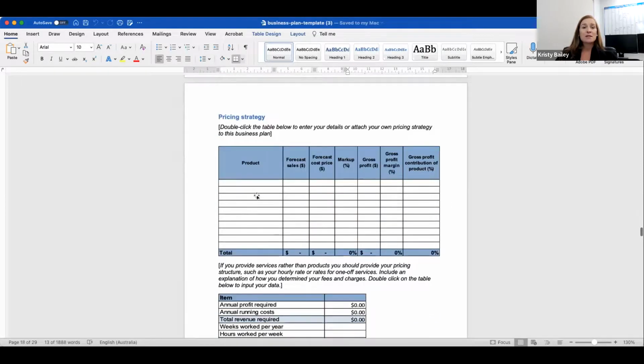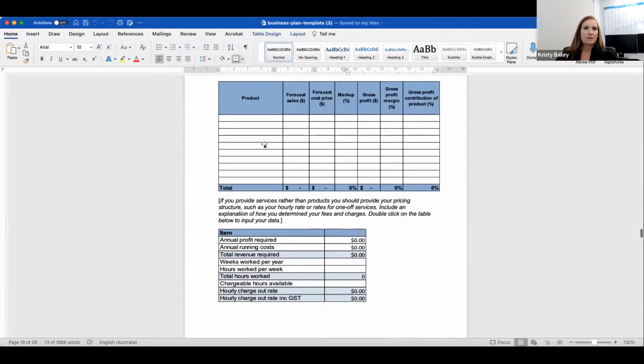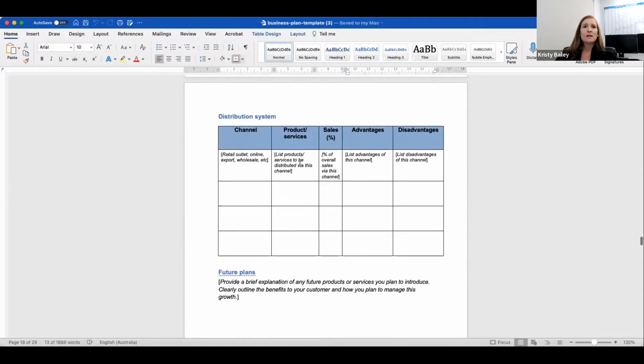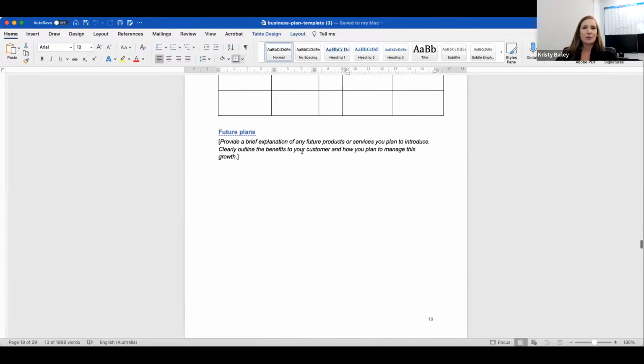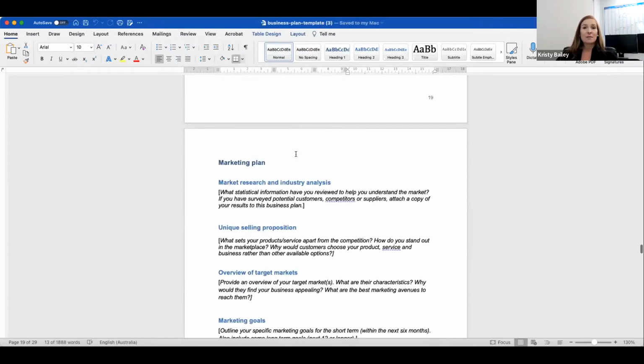Pricing strategy. With this particular one, you can double click this table to enter details, or you could attach a separate, you might want to do this in Excel and then copy and paste it over. So I think this is their sort of template format. So I think it's better to do these kind of things in an Excel document and pop it in. Distribution, that's your place, as I mentioned. So how are you going to distribute your product? Future plans, if you've got growth plans and that kind of thing, keep that in mind.